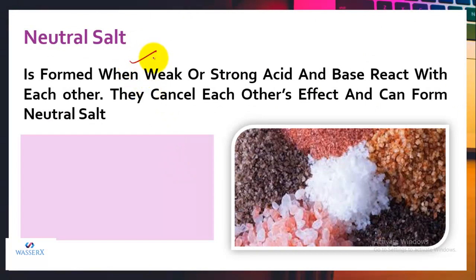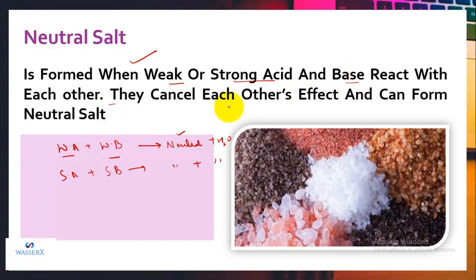Similarly, the salt can be a neutral salt. Neutral salt is formed when acids and bases of the same nature react. That means if a weak acid and a weak base are reacting, they will form a neutral salt along with water. Or if both the acid and base are strong in nature, then also the salt formed is neutral, because they cancel each other's effect. The net effect is that the salt is neither acidic nor basic, it is neutral.